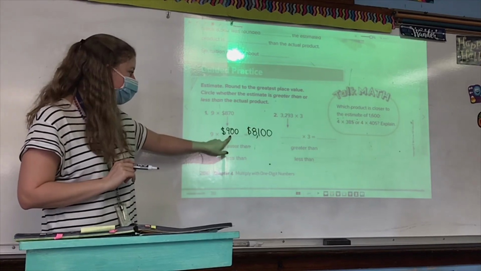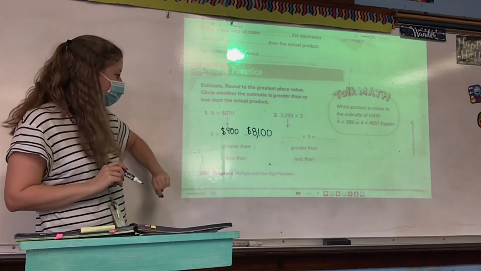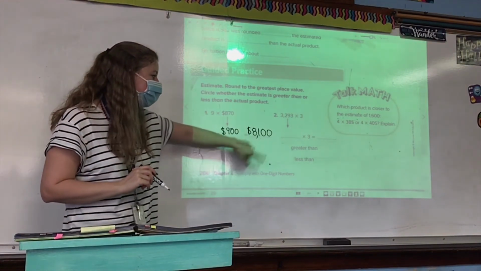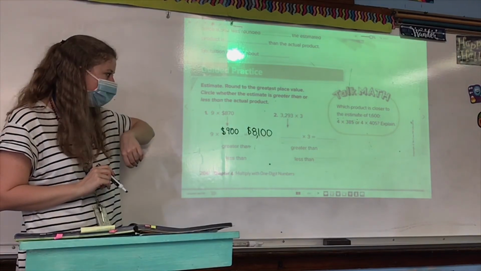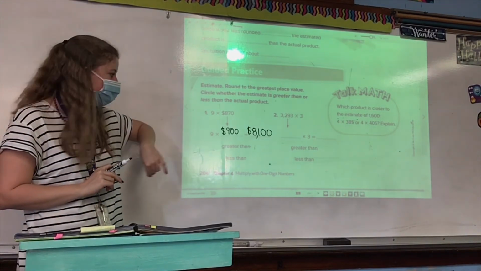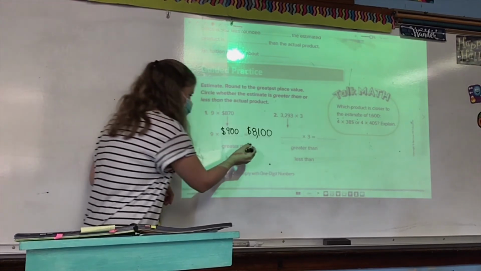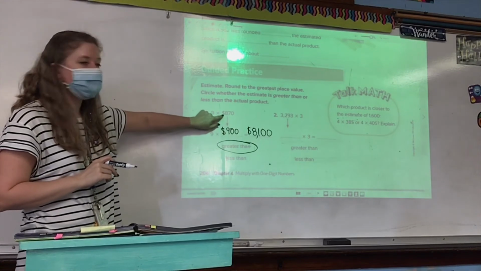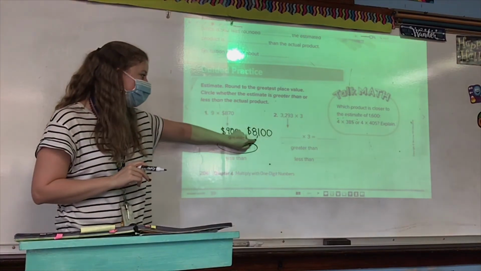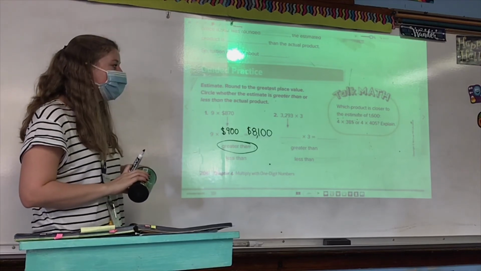Good. Now we need to figure out, is our estimated answer greater than or less than our actual answer? Well, let's look. Is our estimated factor greater than or less than our actual factor? So that means our estimate is greater than. Good. If our estimated factor is greater than our actual factor, our estimated product is going to be greater than our actual product.